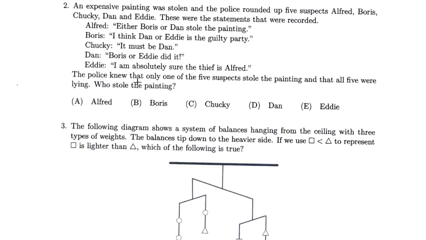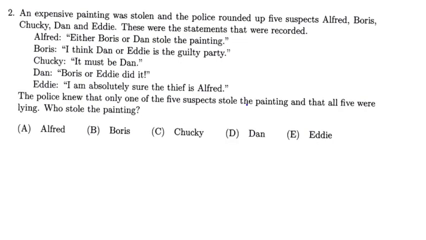The police knew that only one of the 5 suspects stole the painting and that all 5 were lying. Who stole the painting? The problem says all of them were lying. So, for example, when Chucky says it must be Dan, we understand that Dan is innocent. So he is okay. And let's check this one. Eddie says I am absolutely sure that the thief is Alfred. Because he's lying, Alfred is okay. He didn't steal the painting.